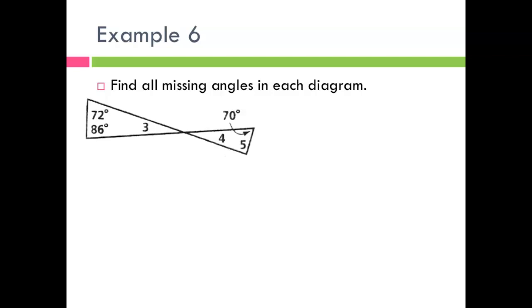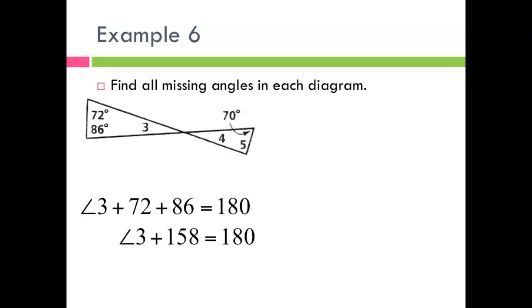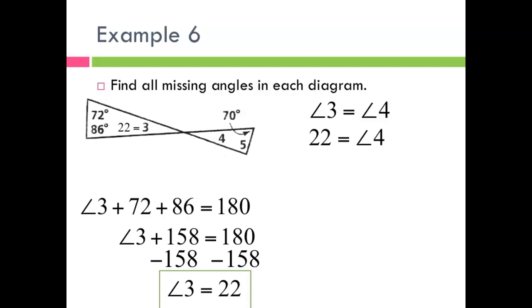We have angle 3, we have 72 degrees and 86 degrees. So those all add up to 180 degrees. So angle 3 plus 72 plus 86 equals 180. So now we have angle 3 plus 158 equals 180. Subtracting 158 from both sides, we end up with angle 3 equals 22 degrees. Now once you know that angle 3 is 22 degrees, we actually know that angle 4 is equal to angle 3 because angles 3 and 4 are vertical angles. So angle 4 is also going to be 22 degrees.